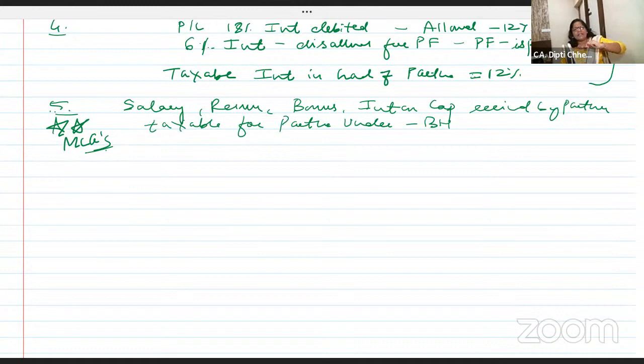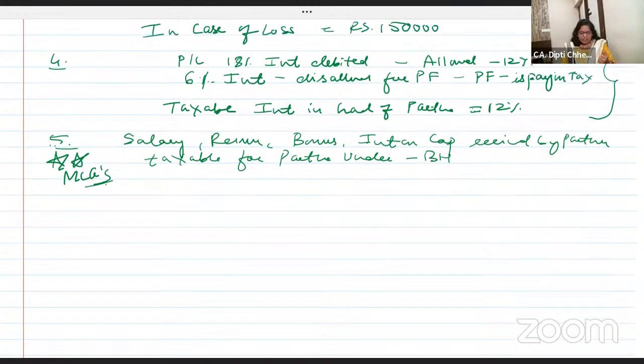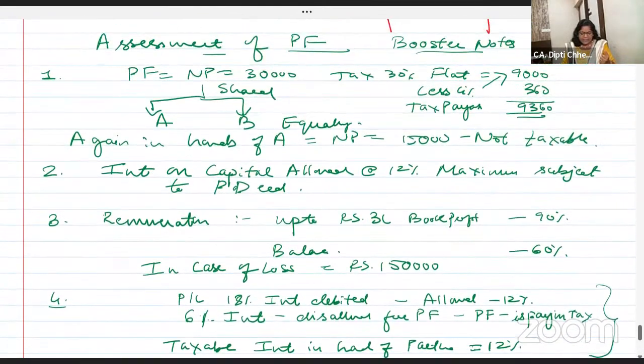मैम पार्टनर को सैलरी मिल रही है तो सैलरी में नहीं आएगा? No, he is not getting salary because there is no employer-employee relationship. He is getting salary because he is a working partner. So salary, remuneration, bonus, interest on capital received by partner, taxable for partner under where? Business head. I'm writing a little fast, so if my writing is not clear, I'm dictating.